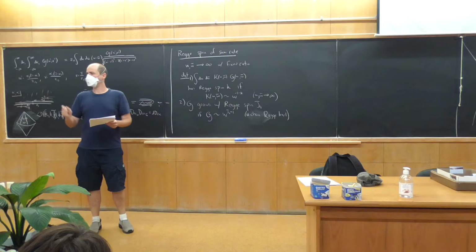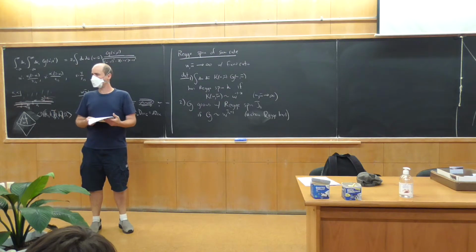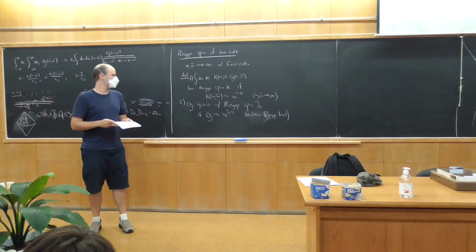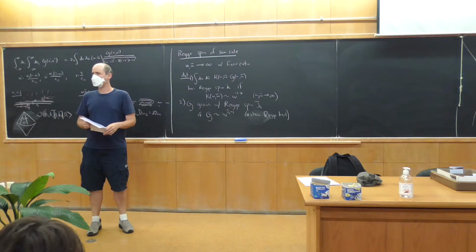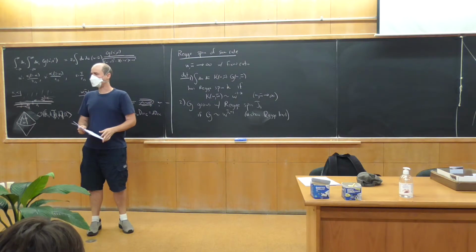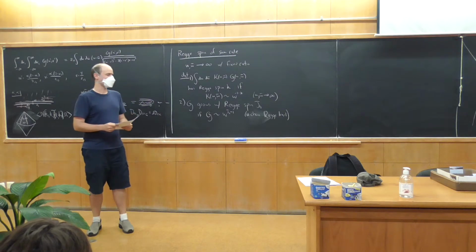In the Regge limit, do you need to subtract some identity block before you write G goes like W to the power of J minus 1? Depends on your definition. But we're going to have to do that. We're going to have to subtract the identity block. Yeah, that's true.